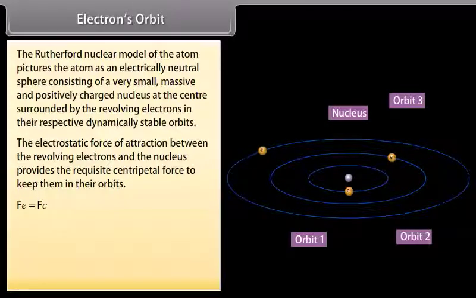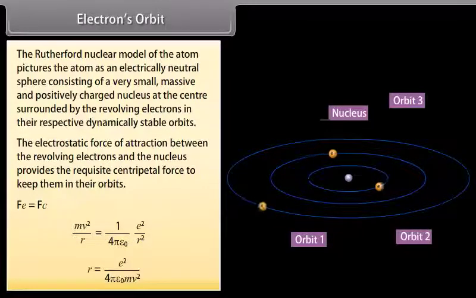Putting their respective values, we get mv square by r is equal to 1 upon 4 pi epsilon naught e square upon r square. We can also write this equation as r equals e square upon 4 pi epsilon naught mv square.